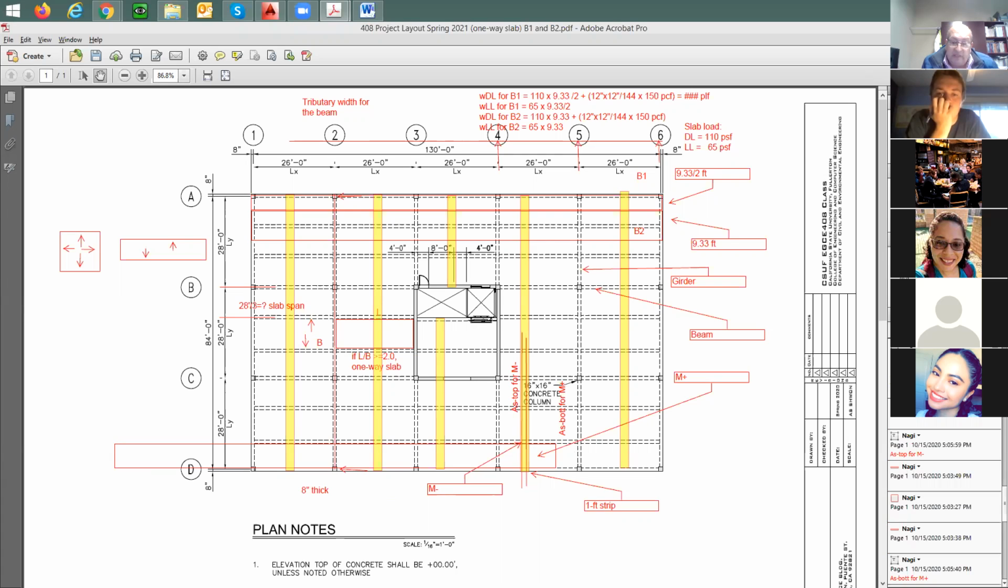Yeah, we're going to have hooks in the beam, ties. We call this ties, but it's not going to affect your design when it comes to the tension steel and compression steel later on.